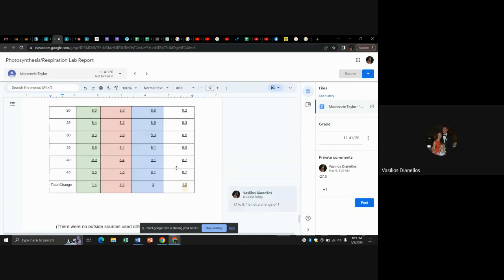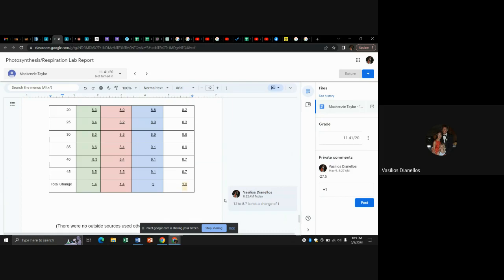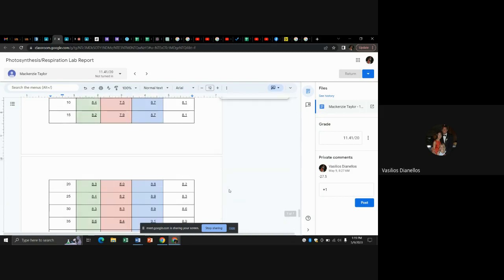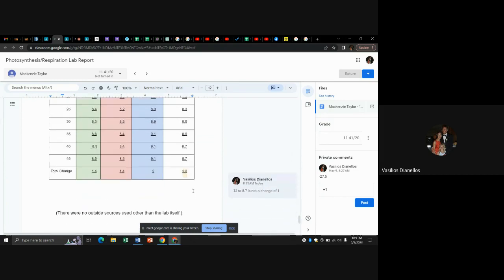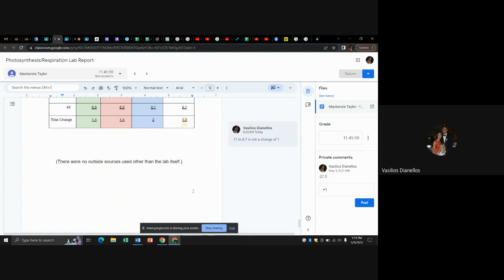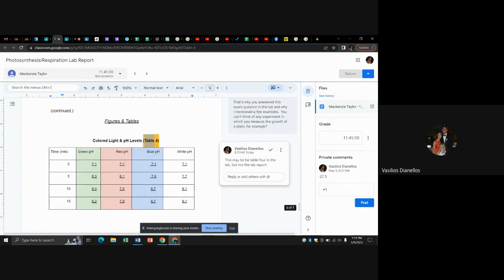And then there was just an error right there, right? So when we go from 7.1 to 8.7, that's not a change of 1, because if it was from 7.1 to 8.1, that would be a change of 1. So that was one small point missed. And then no graph, right? So you lost points for not having a graph. So you got the table, but didn't have the figure. Make sense? Yeah, it makes sense. All right.